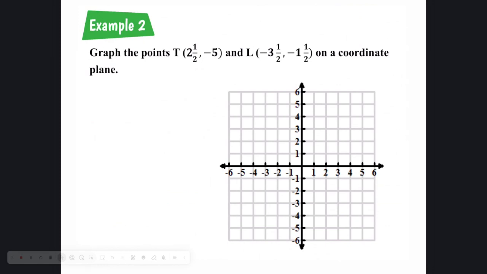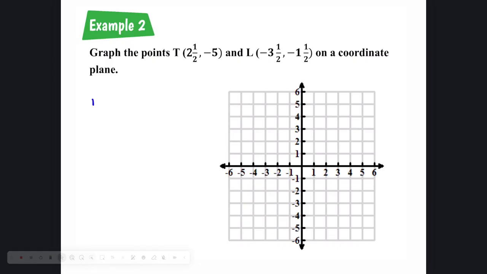Example 2. We'll do this problem together. Graph the points T with coordinates (2.5, -5), and L with coordinates (-3.5, -1.5) on a coordinate plane. In this case, the ordered pairs have coordinates that are not integers, so some of the points may not lie on the grid lines of the graph.